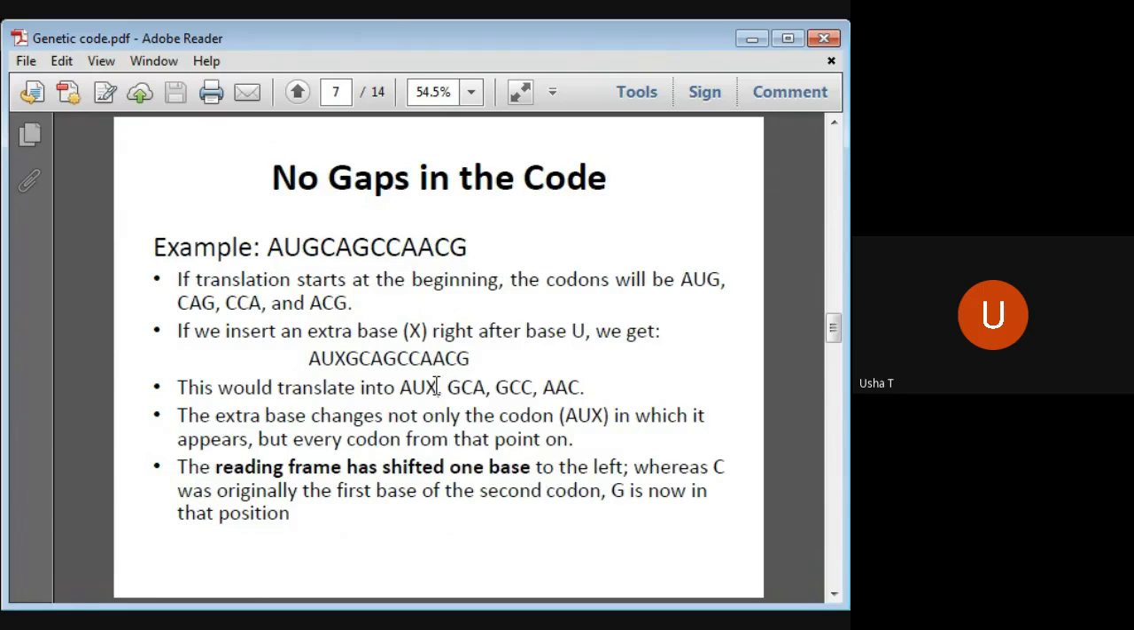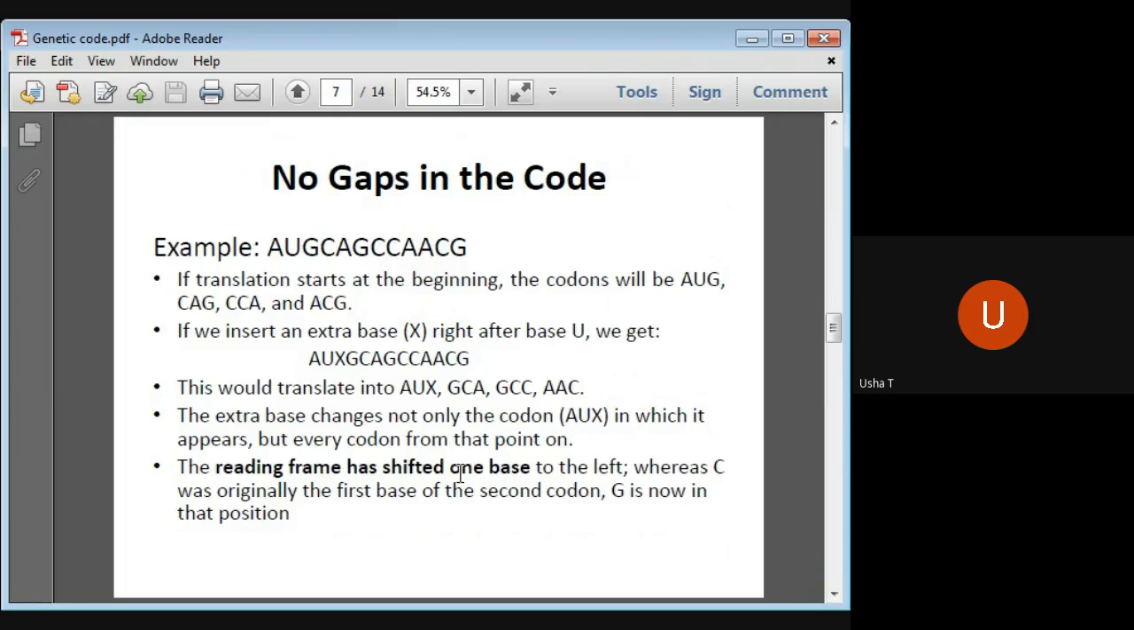AUG, instead it has become AXA. Then we had CAG. But what happened here? GCA. Because it has moved, there is a shift in the frame. We have introduced one extra base, correct? So this would translate into a totally new form of the protein. The extra base changes not only the codon in which it appears, but every codon from that starting point.